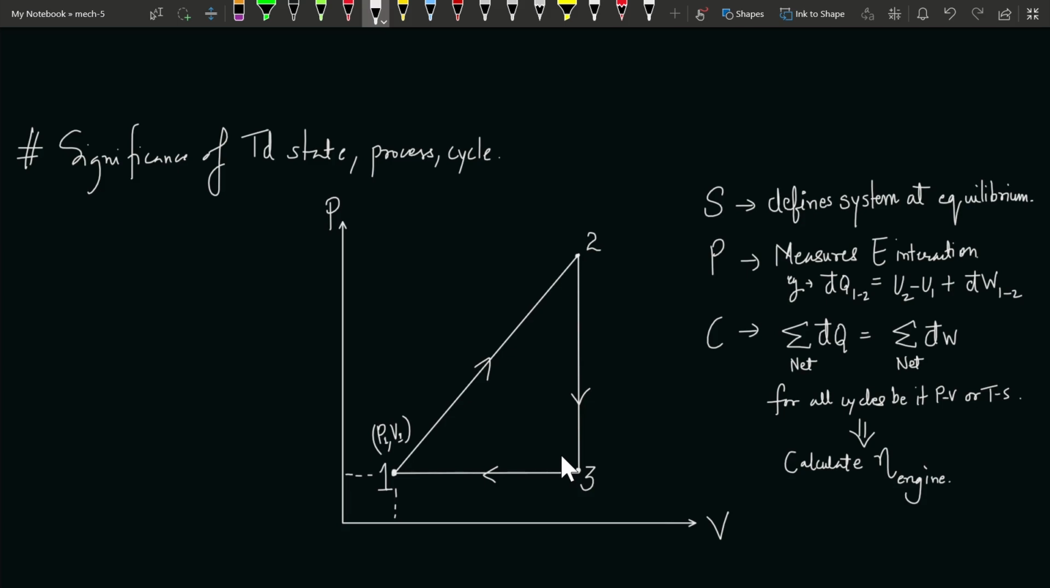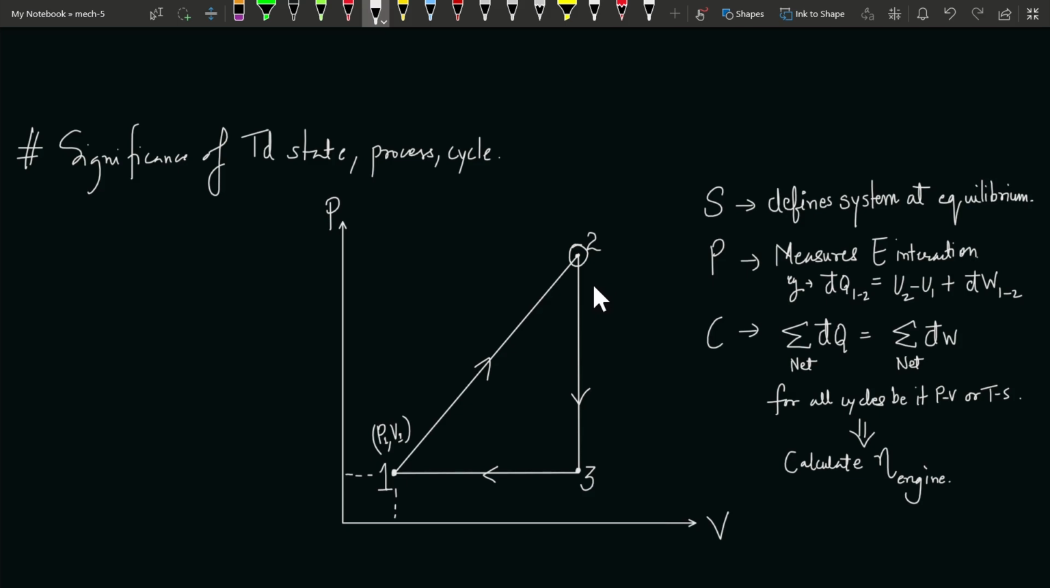What is its significance? See, state does not show any change in property. For example, you cannot find out the change in property at a particular point 2. You cannot find out the change in pressure or the change in volume. You can find out a single property at an instant, like what is P1, what is P2, what is V1. It does not show the change in property, but it shows the property at an instant.